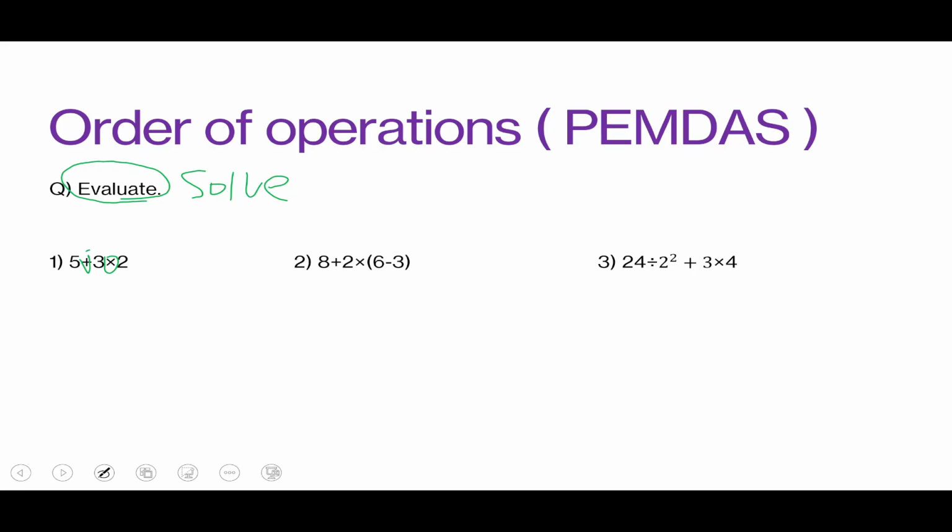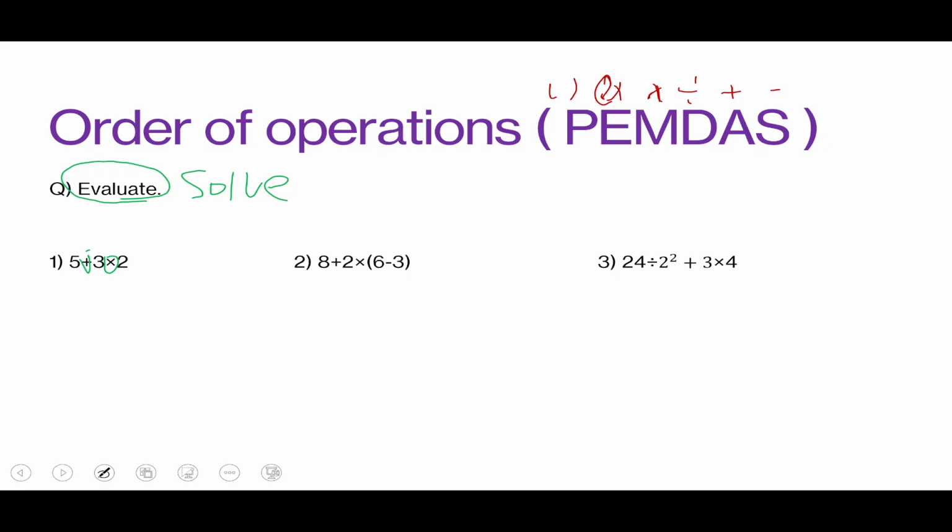Order of operations, we have some steps. Okay, we have 4 steps. Instead of order of operations, we can say the PEMDAS rule. What does P mean? P means parentheses, brackets. E means exponent or powers. M means multiplication, D means division, A means addition and subtraction.